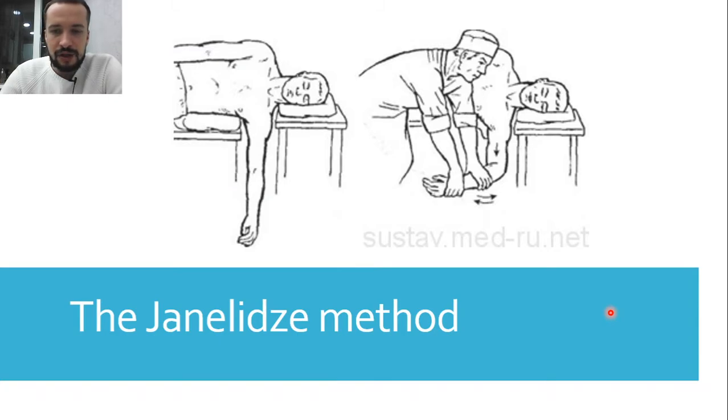And the Janelidze method is considered the most physiological and atraumatic. The method is based on muscle relaxation by stretching the affected limb by gravity. The patient is placed on the dressing table on his side, so that the dislocated arm hangs over the edge. One table, one chair.